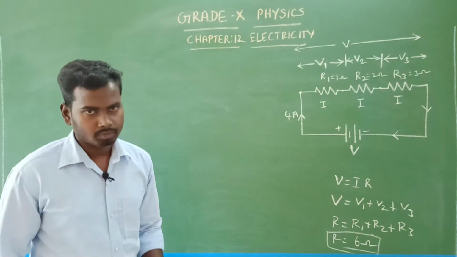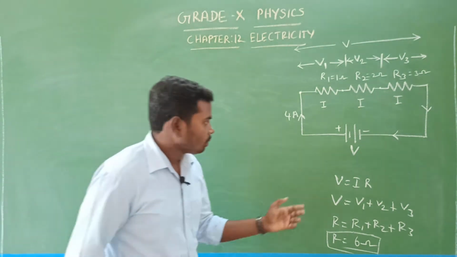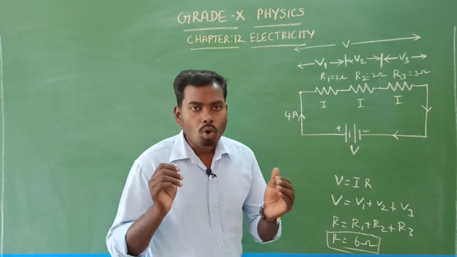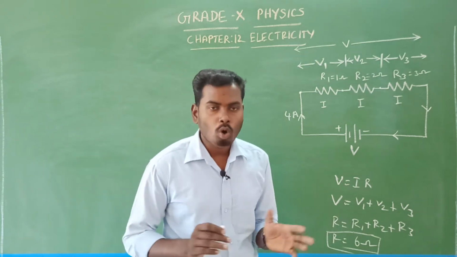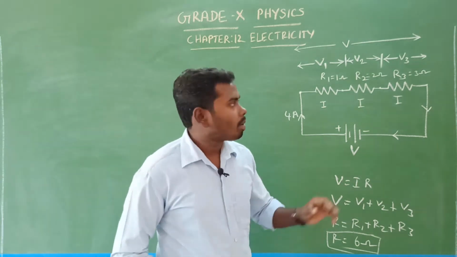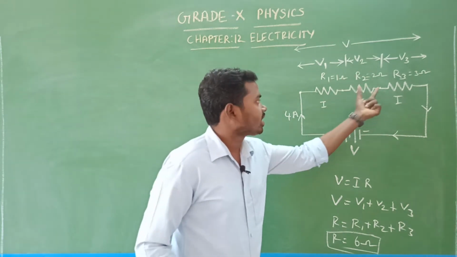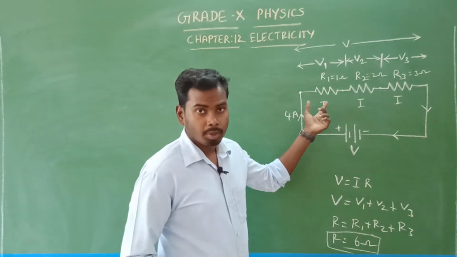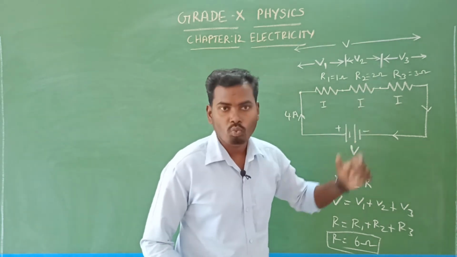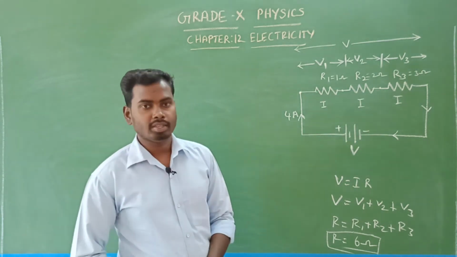Is it clear? It's very easy. So in series combination, voltage gets distributed. The voltage drop depends on the resistance value. Is it clear, students? It's very easy.